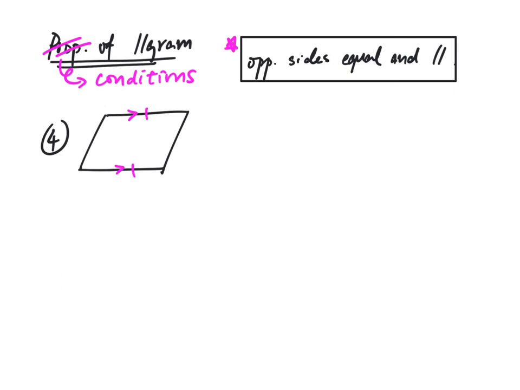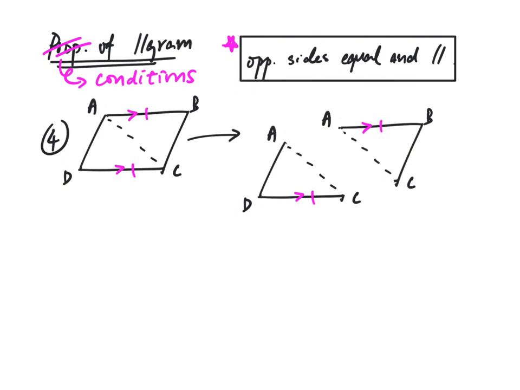So let's take a look at the proof. We try to split the parallelogram into two equal parts. So we cut it through AC. And we say that AB and DC are parallel and they're equal to each other. So we have these two triangles.